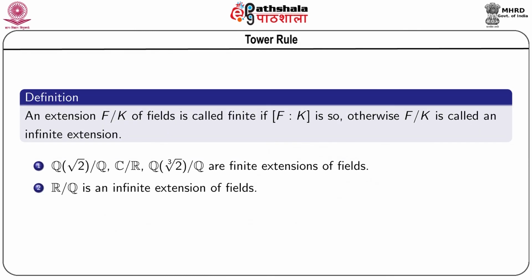We call an extension F by K finite if [F:K] is finite, otherwise F by K is called an infinite extension. Since the real numbers as a vector space over the field of rationals is an infinite dimensional vector space, R by Q is an infinite extension of fields.